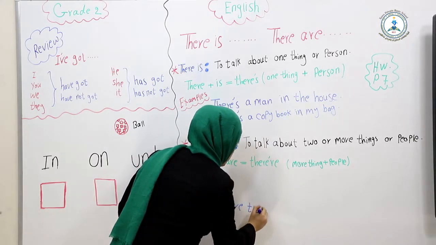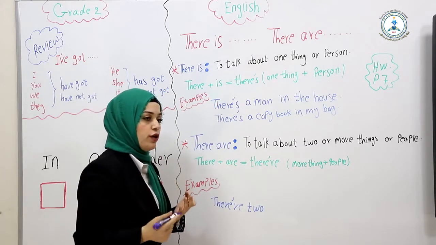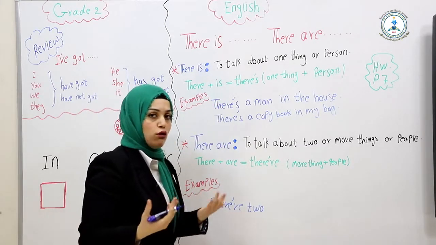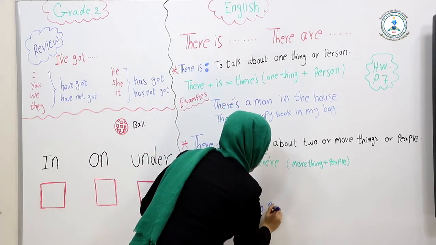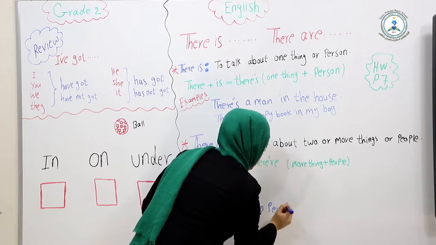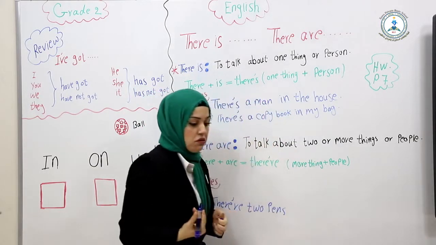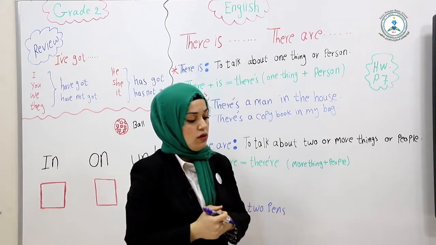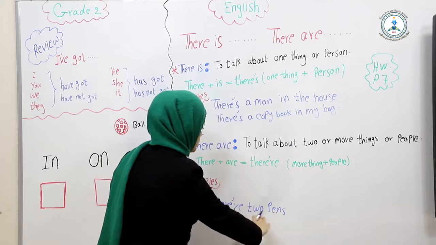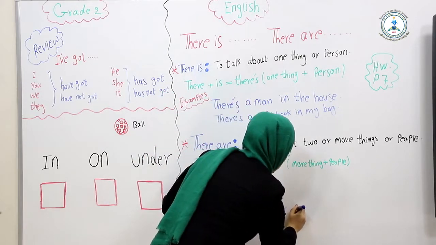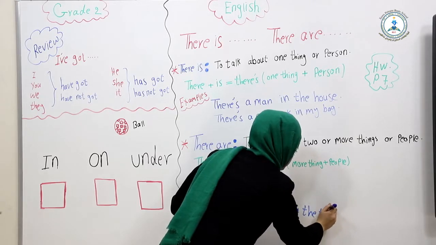Or we say pens, rulers, books, notebooks, anything. There are two pens on the table. Anything that we want to say.